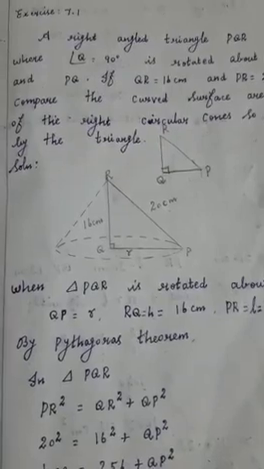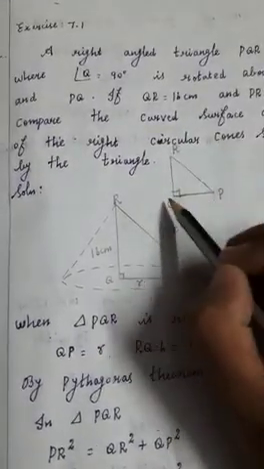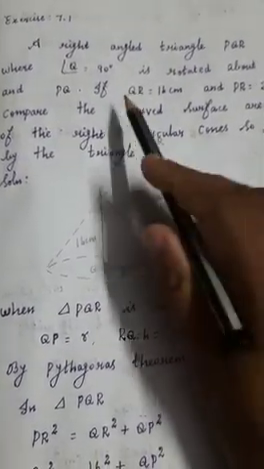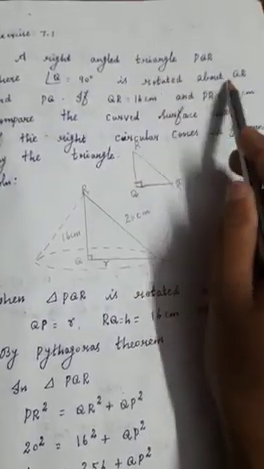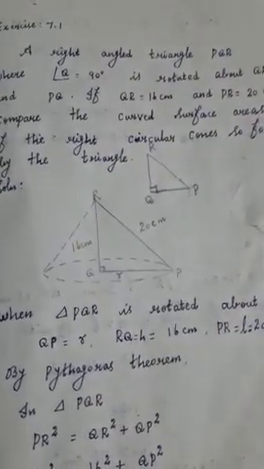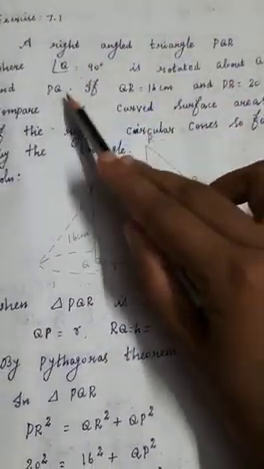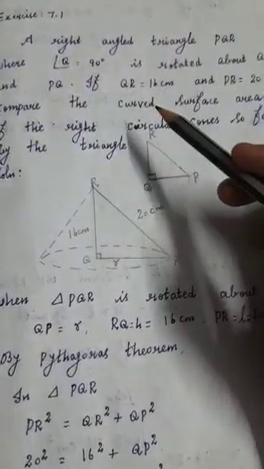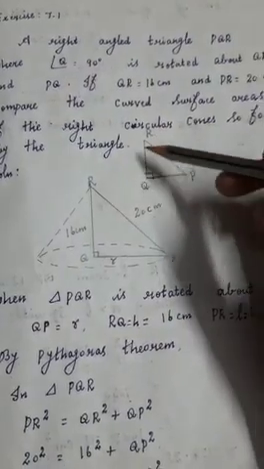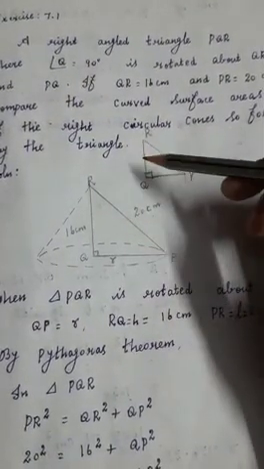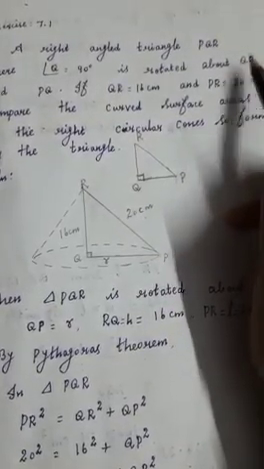So in our question, they have given one right angle triangle, named PQR. You have to draw one right angle triangle, label it PQR, with angle Q equal to 90 degrees. It is rotated about QR and PQ. So this right angle triangle we are going to rotate, first with QR as axis, then with PQ as axis. Already we have seen that while revolving a right angle triangle, a right circular cone will form. First we are rotating with QR as axis.